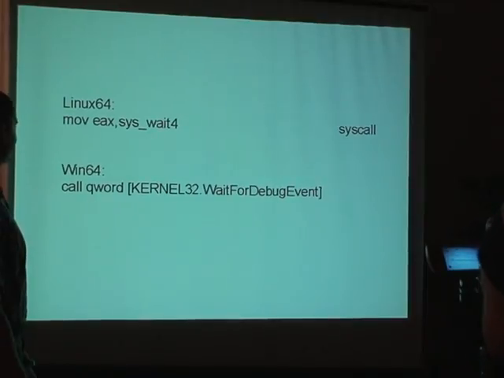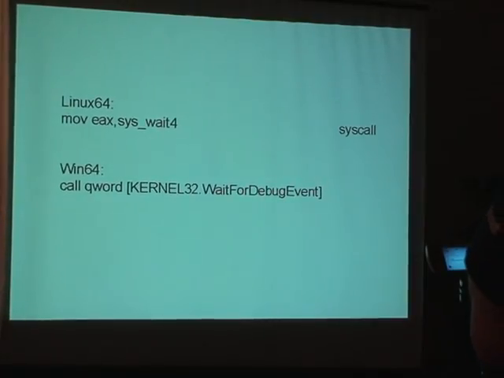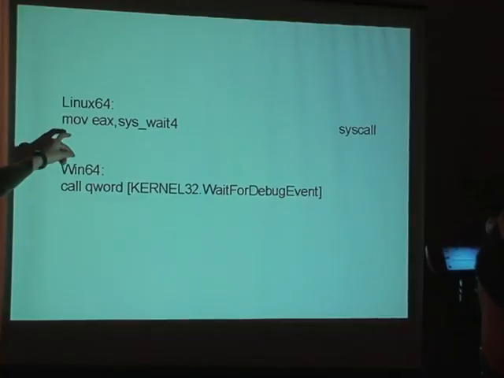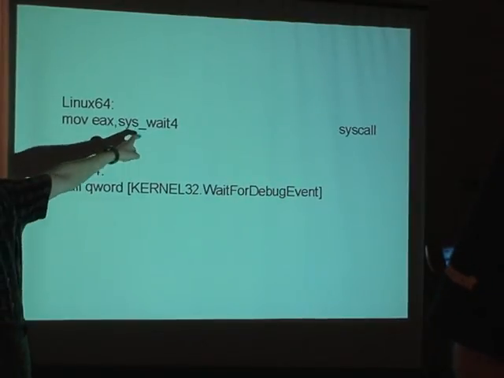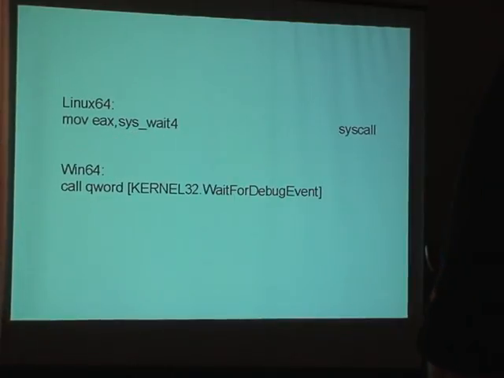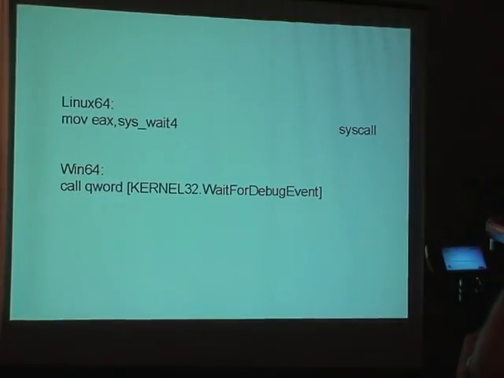Here is the code of the debugger. In Linux, the debugger is waiting for the message about the exception in this system call. In Windows, it is this system call, WaitForDebugEvent. And in Linux, wait for.